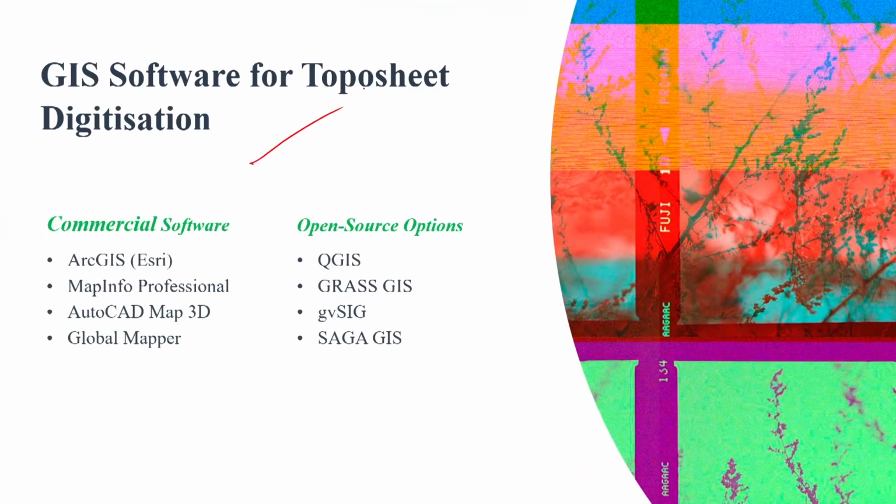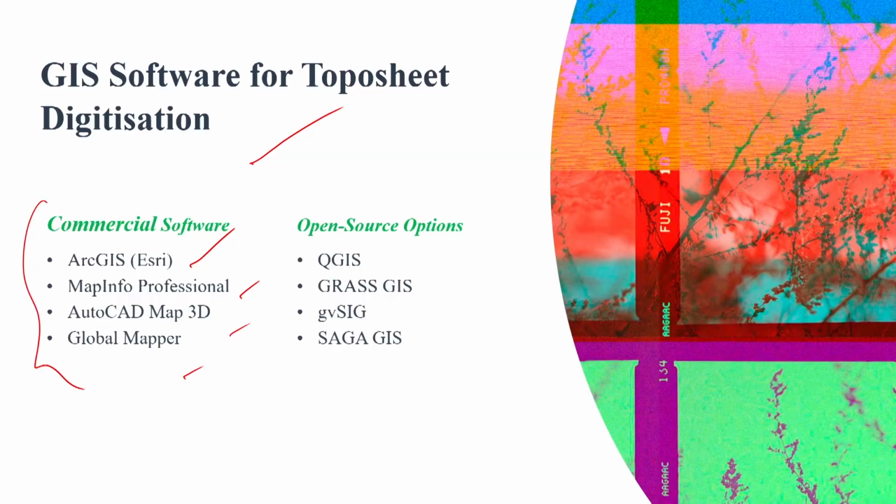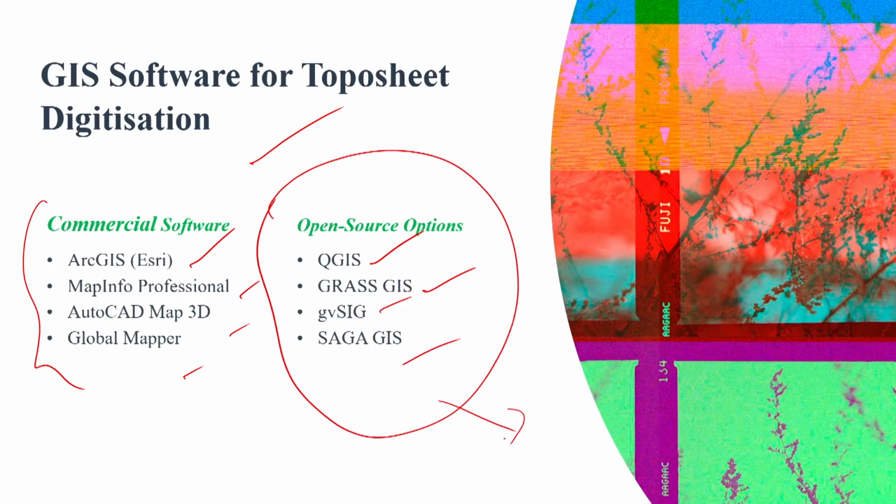So, what GIS software are we presently using for digitization? ArcGIS, MapInfo, AutoCAD, Global Mapper are the commercial software we use, but from the students' perspective, we use QGIS, which is open source software, and gvSIG and SAGA GIS. We mainly advise these for students to do the digitization.